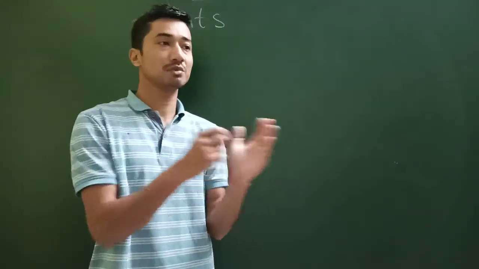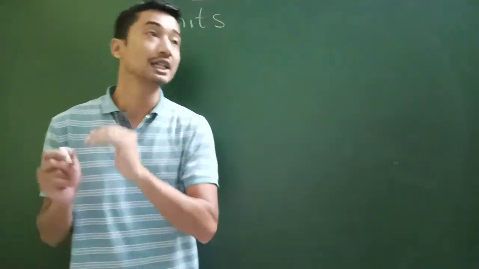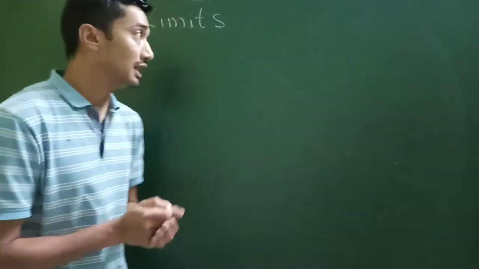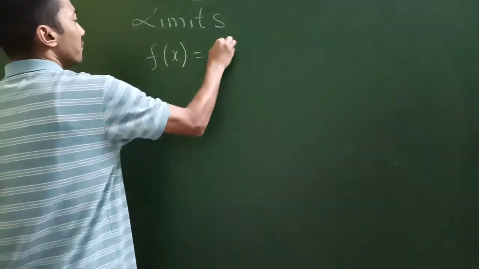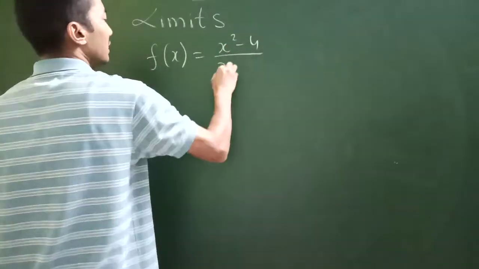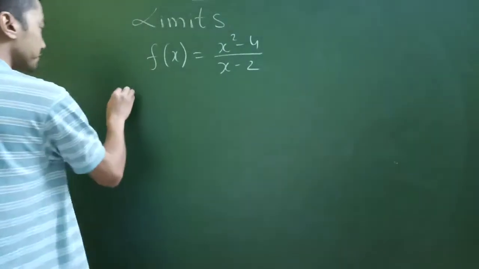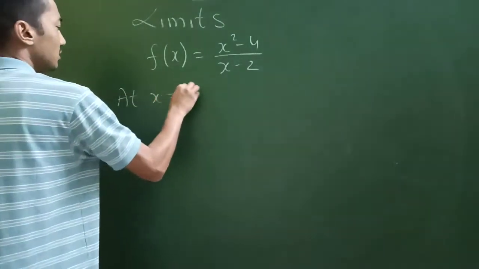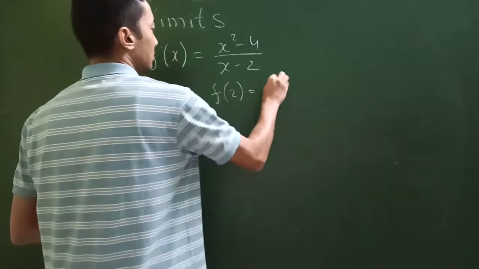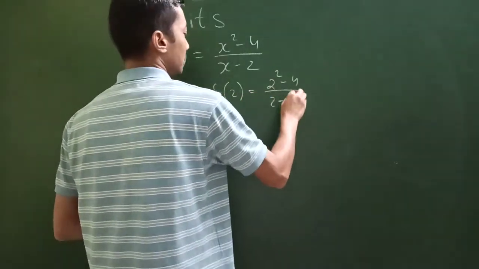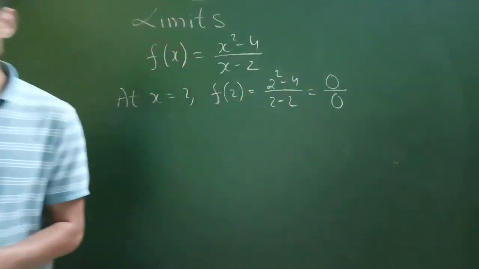It's not about 6 plus 4 is equal to how much? 10. So the limits concept is generally not about that. Okay, let's see what I really mean. Now if we assume a function f of x, let's say the function x squared minus 4 by x minus 2. Now what will happen to the value of the function at x equal to 2? At x equal to 2, f of 2 is going to be 2 squared minus 4 by 2 minus 2. So 2 squared is 4, 4 minus 4 is 0. So what we have here is 0 by 0.